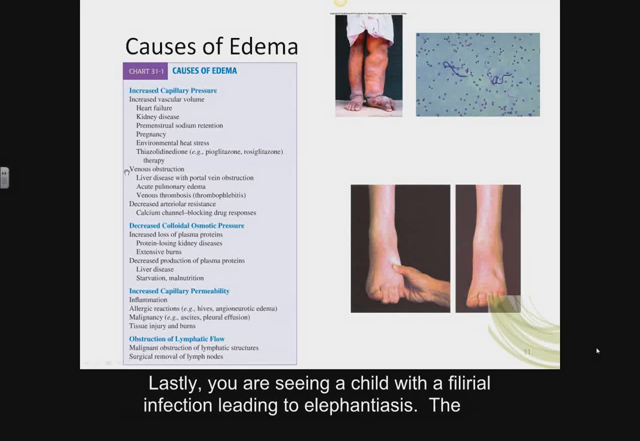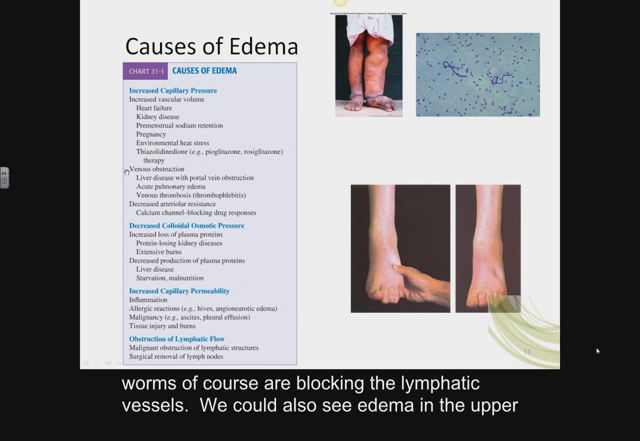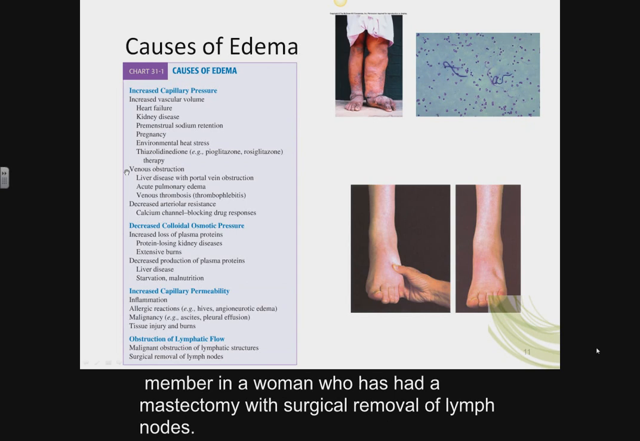Lastly, you are seeing a child with a filarial infection leading to elephantiasis. The worms, of course, are blocking the lymphatic vessels. We could also see edema in the upper member in a woman who has had a mastectomy with surgical removal of the lymph nodes.